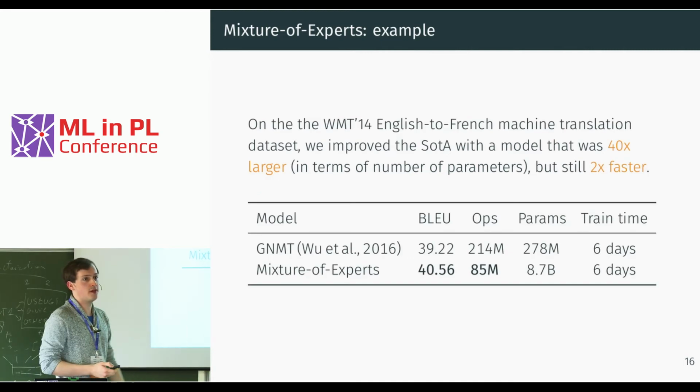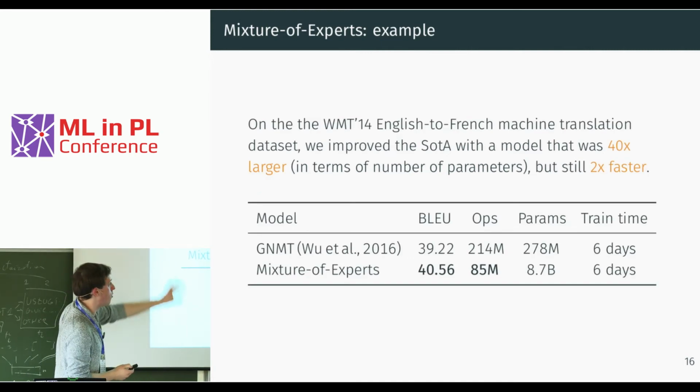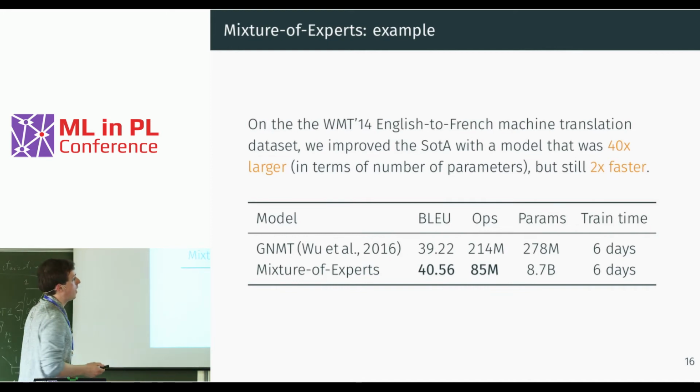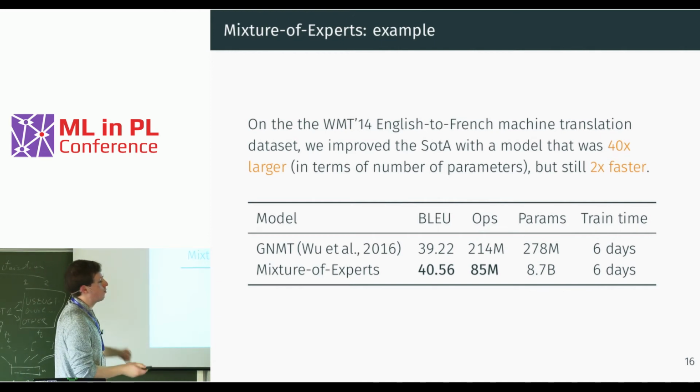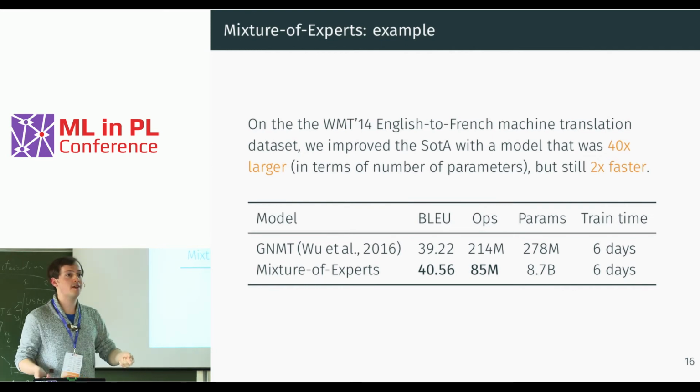And we did improve the state-of-the-art with that. So this is BLEU, a metric for machine translation. The higher, the better. So we did improve upon the previous state-of-the-art. And the training time was similar to that previous model, but actually the number of parameters was 40 times larger.